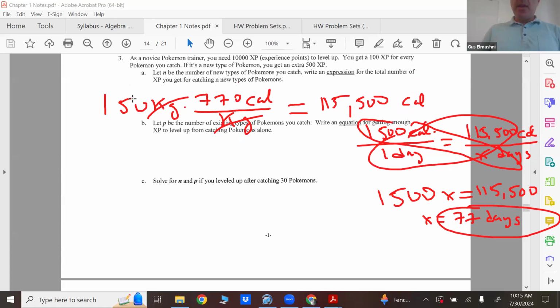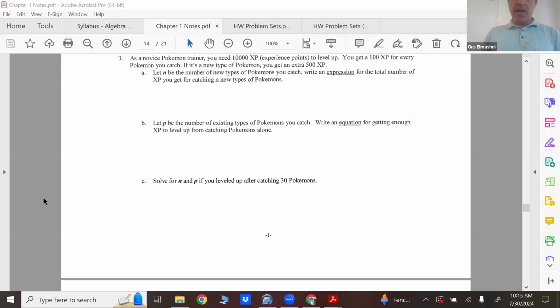Now let's look at 3. A novice Pokemon trainer, you need 10,000 XP to level up. Okay. You get 100 XP for every Pokemon you catch. If it's a new type of Pokemon, you get 500 XP. Let n be the number of new types of Pokemon you catch. Write an expression for the total number of extra points you get for catching n new types. So every new type, you get 500. You get an extra 500. Ooh, okay. So I guess we have to do this.